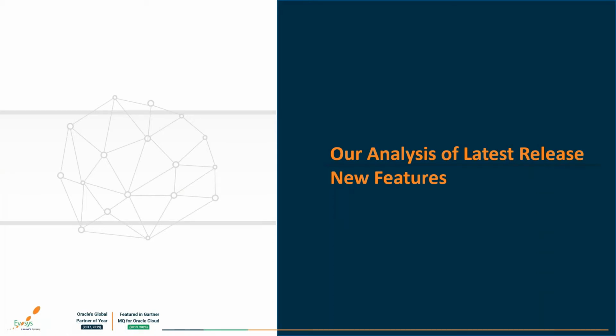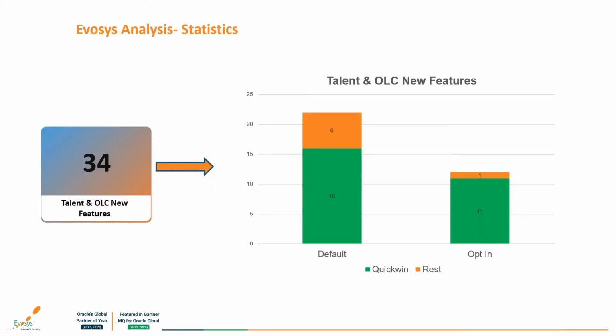Let's first see the Evosys statistics which we have prepared for these features. In total, we got 34 new features of 21C, out of which there are 27 which are the quick win features and there are 7 features which are the rest.